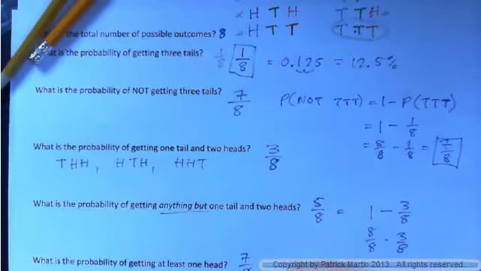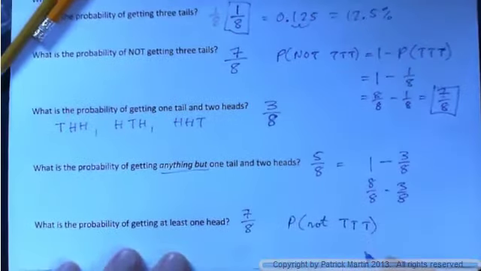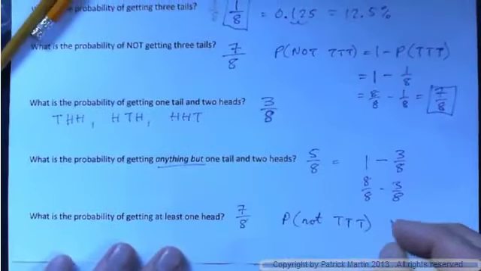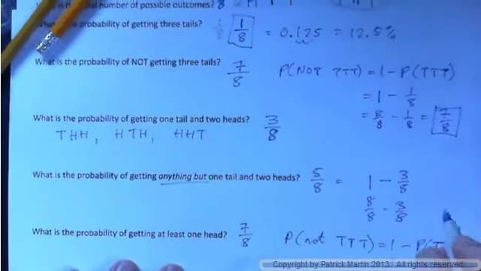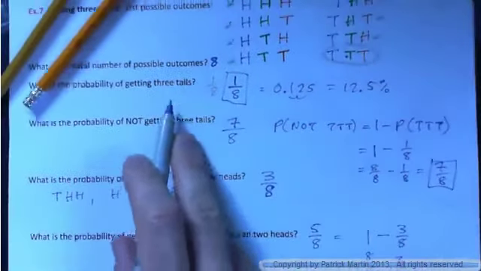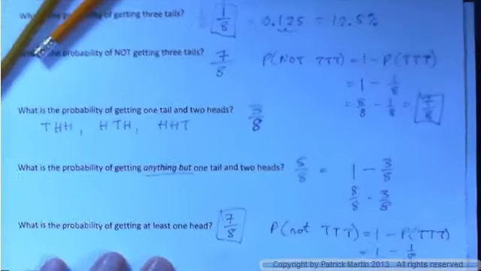Or in other words, the same as probability of getting not tail, tail, tail. At least 1 head is like the probability of not getting a tail, tail, tail, which is 1 minus the probability of getting 3 tails, which was 1/8. So 1 minus 1/8, which is of course 7/8. So there's 2 ways of doing it.